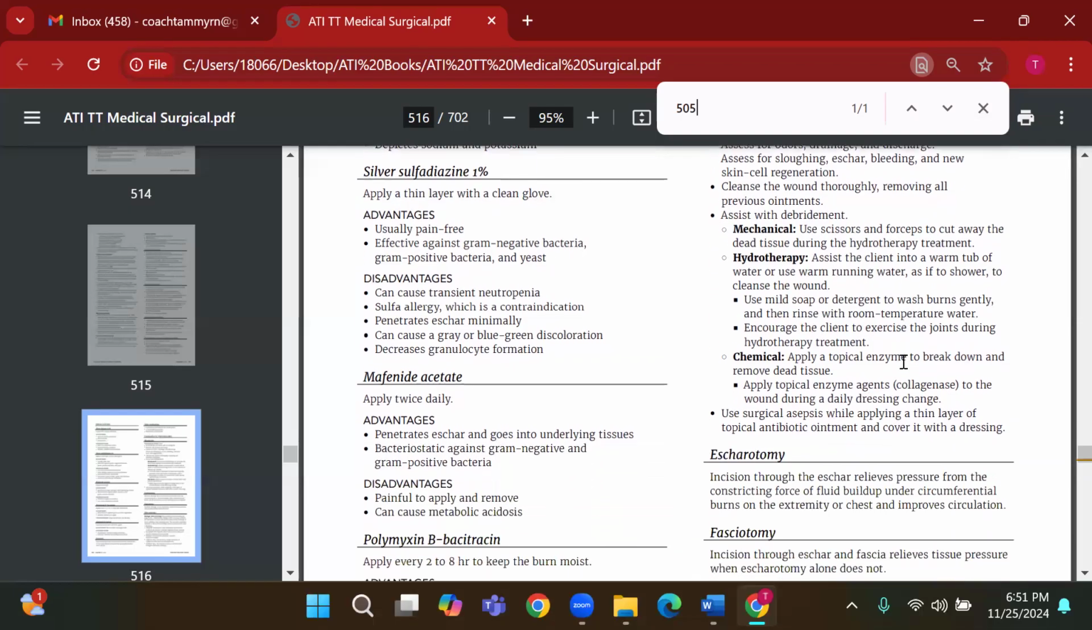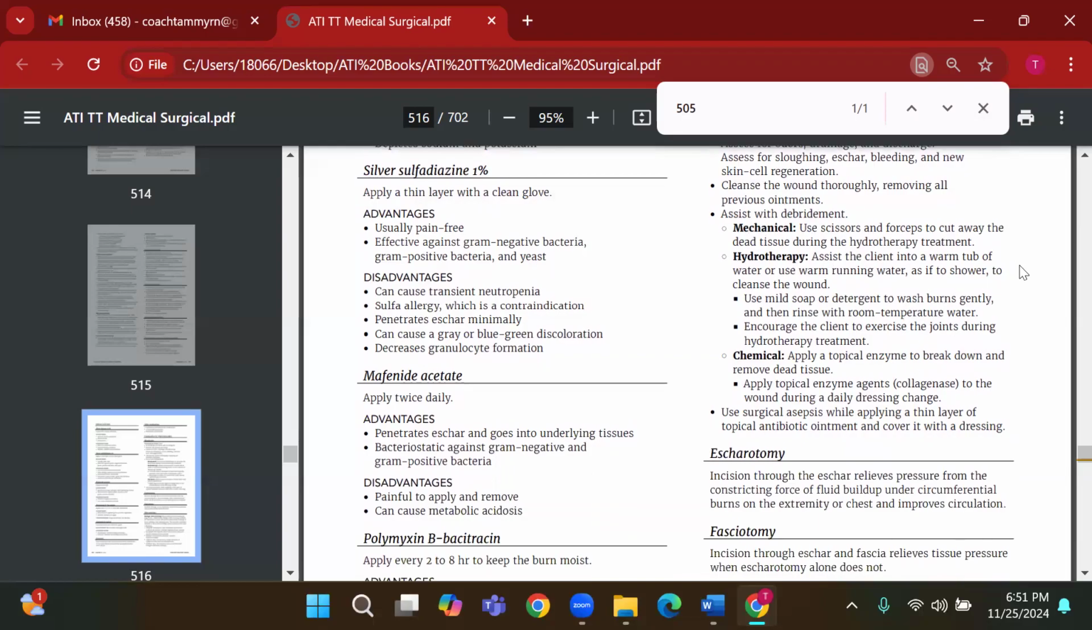Now, the hard thing to do is mechanical debridement. You're going to have to go in and maybe even use, and it doesn't say here, a wet-to-dry dressing or something like that, but it says use scissors and forceps to cut away the dead tissue during the hydrotherapy treatment. So mechanical means we're actually going to get in there and get rid of the dead material.